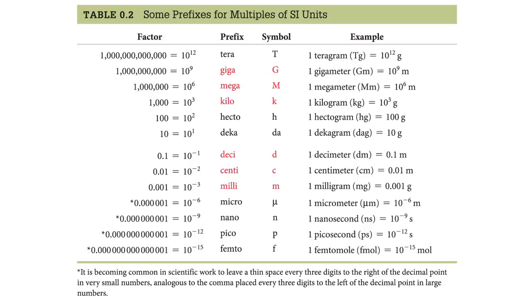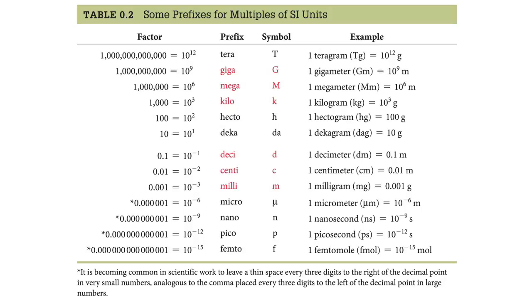Now this is table 0.2 from your book, and this lists all of the prefixes starting with tera. Most of us are familiar with tera because of terabytes these days, and gigabytes and megabytes and kilobytes. And then all the way down to much, much smaller units, so units that are below the base unit. Deci is a tenth of a unit, centi is 1/100th of a unit, milli is 1/1000th of a unit, all the way down to femto, which is just about the smallest one that we ever tend to deal with.